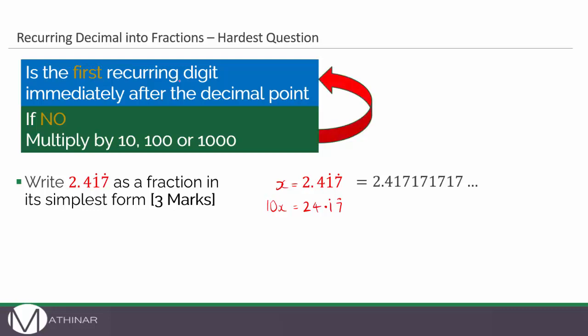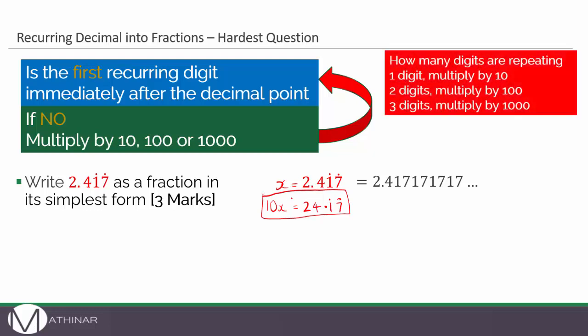So now we can go back to step 1. Is the first recurring digit immediately after this decimal point? Yes. So this will be our new starting point. Next, how many digits are repeating? Well, we've got the 1 and the 7 repeating here. So 2 digits, so we need to multiply this by 100. 10x times 100 is 1000x. And this times 100 is 2417.17 recurring. Next, we need to subtract them.